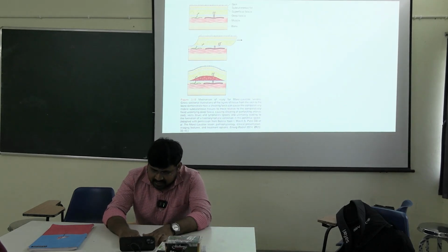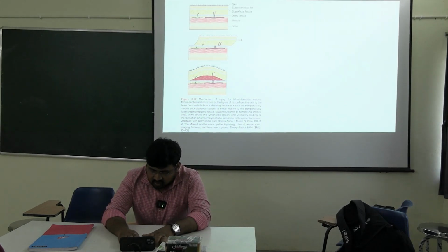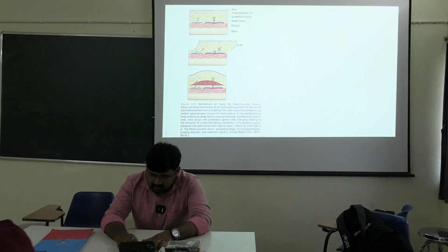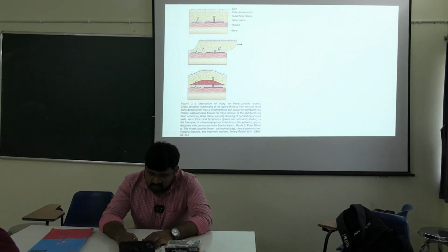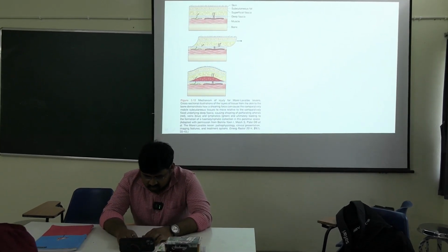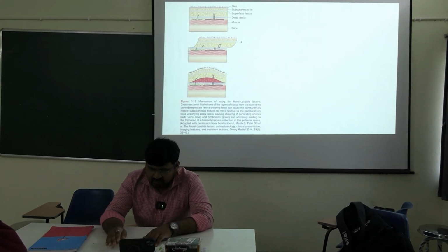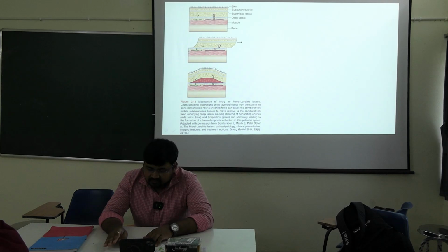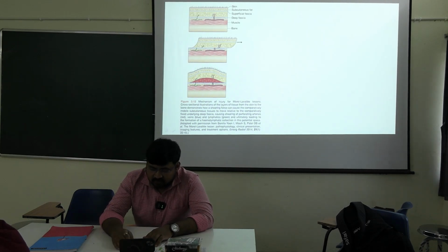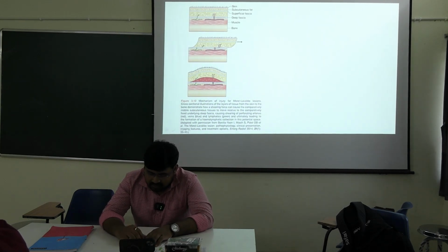Now see, this is the mechanism of injury for Morel-Lavallée lesions. In this you can see the layers of the skin: first the skin, subcutaneous fat, superficial fascia, deep fascia, the muscle, then bone. So what is happening?